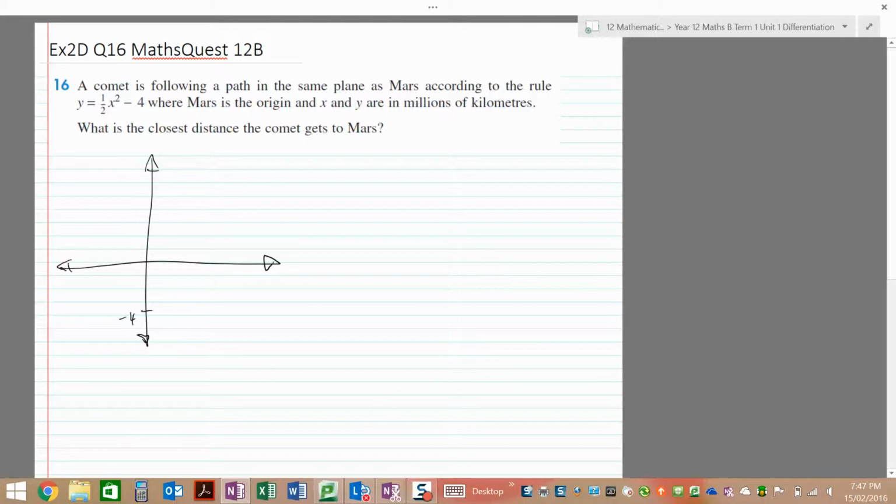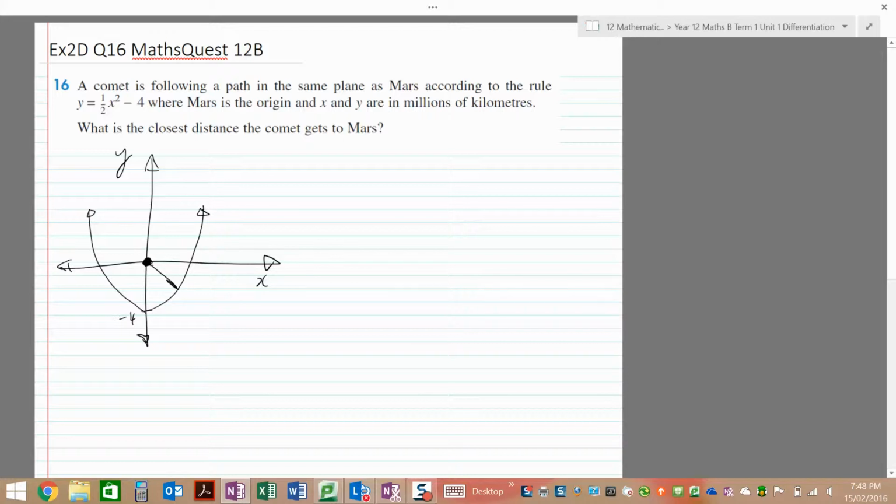A half is a positive a value, so it'll look something like this. Okay, with our sketches we don't need to be particularly accurate. We want to put a point here and find what's the closest distance the comet gets to Mars. So I've got Mars in the origin, comet going around like this. I want to find what's the closest distance.